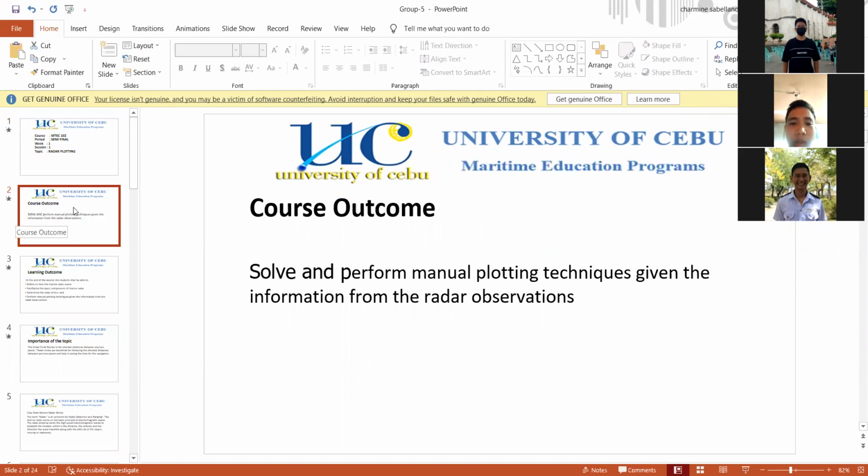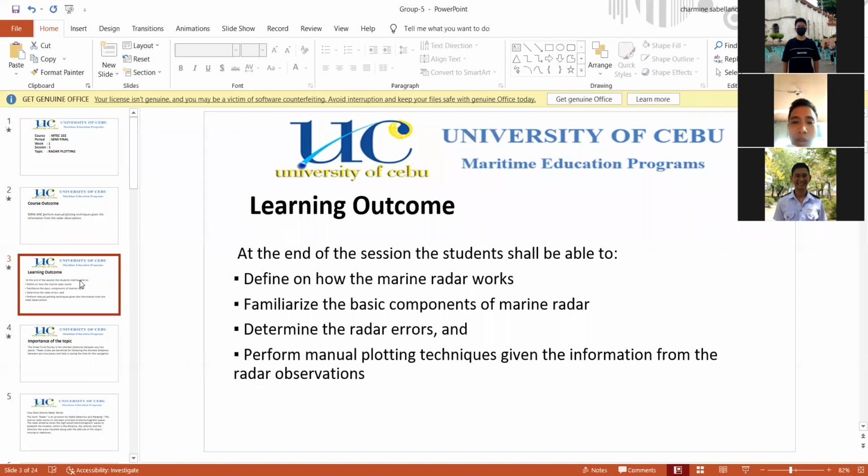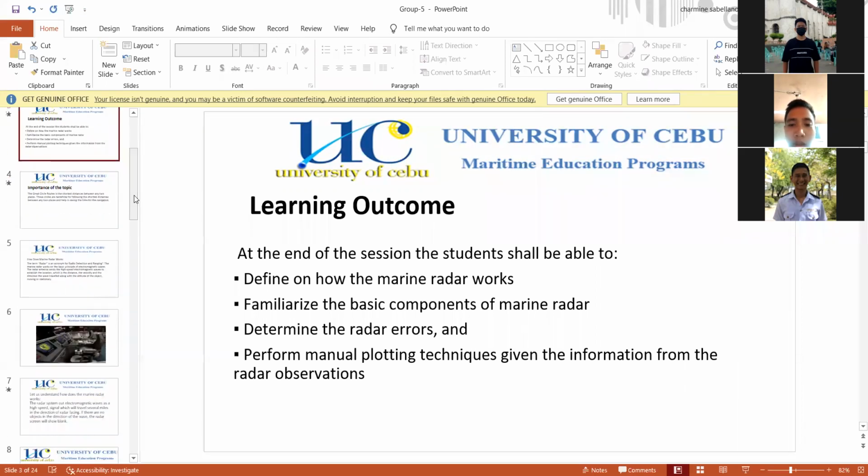Course outcome: solve and perform manual plotting techniques given the information from the radar observation. Learning outcome: at the end of the session, the students shall be able to first, define how the marine radar works. Second, familiarize the basic components of marine radar. Third, determine the radar errors. And lastly, perform manual plotting techniques given the information from the radar observation.